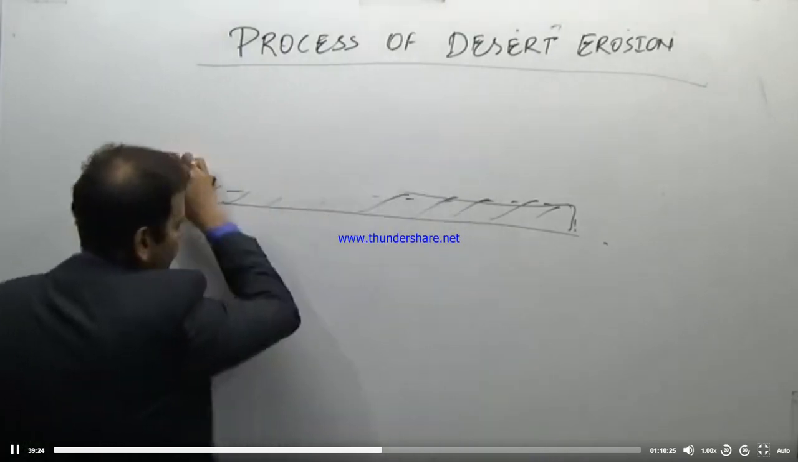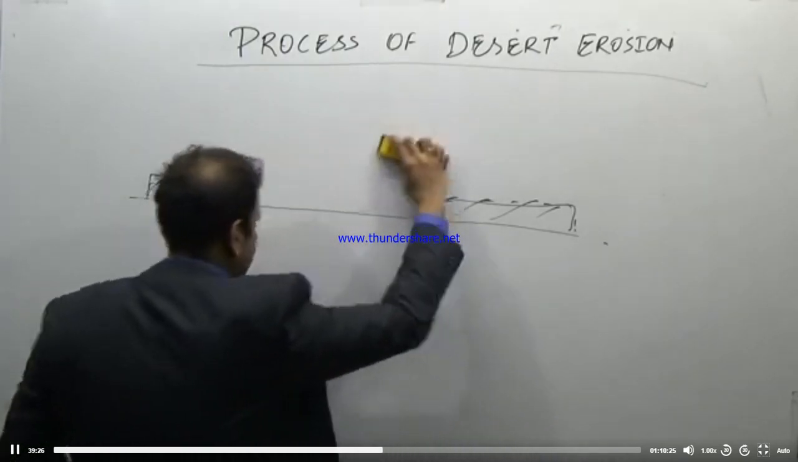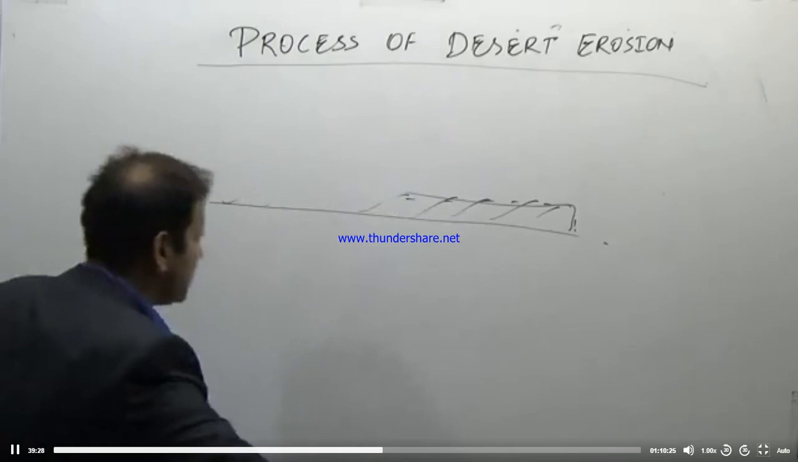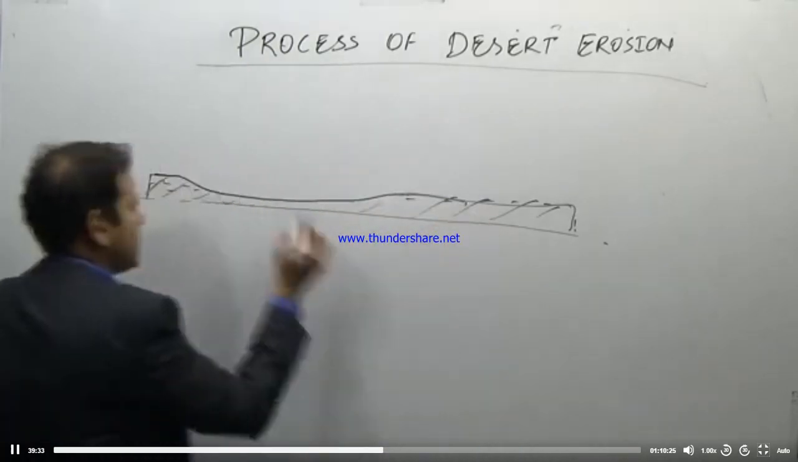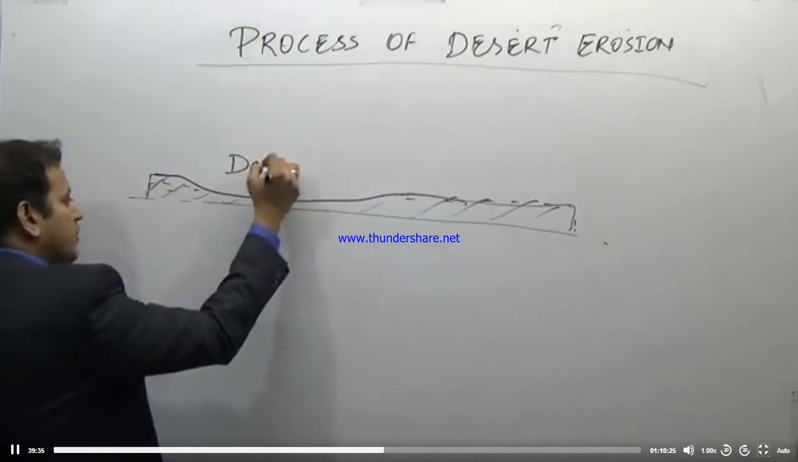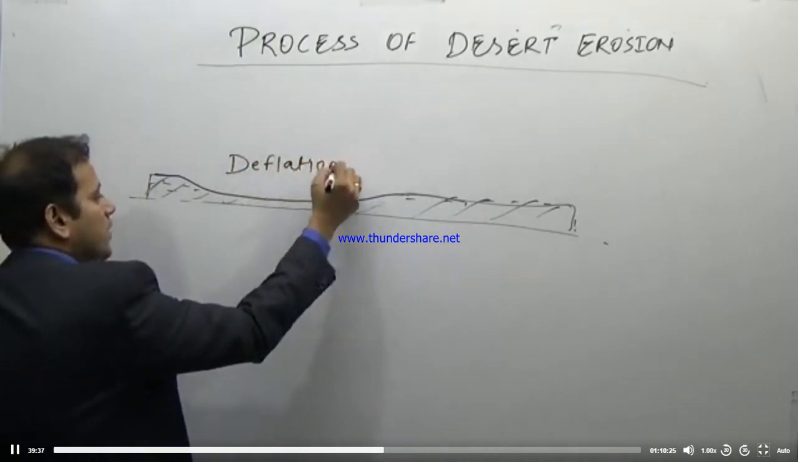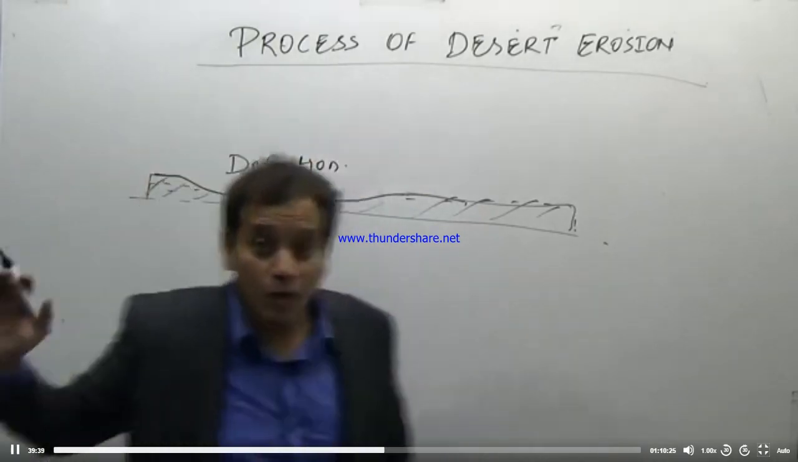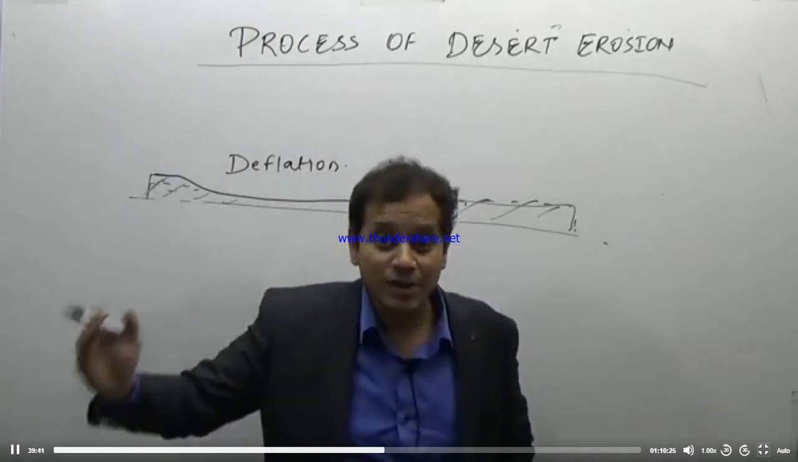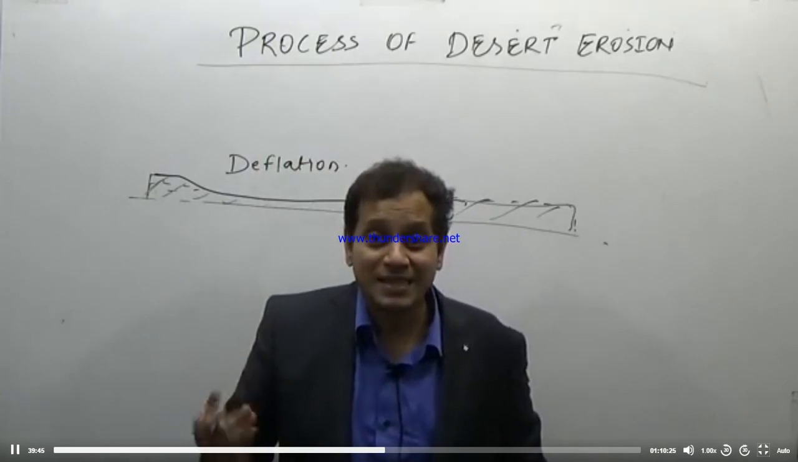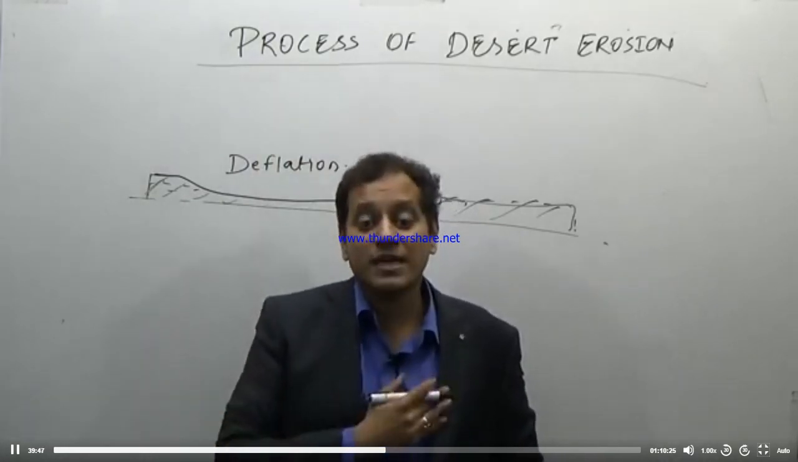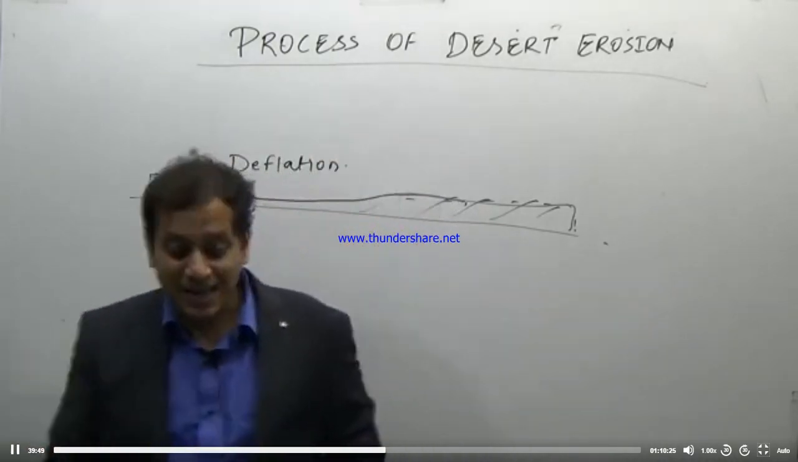So the wind will keep on blowing the topmost layer of the sands. This process results in the formation of a hole-like depression. Such a process is known as deflation. So what is the process of deflation? Blowing away. How does desert erosion take place? By the process of deflation. Deflation is the process in the deserts, that is blowing away of the sand. The second is the sand.